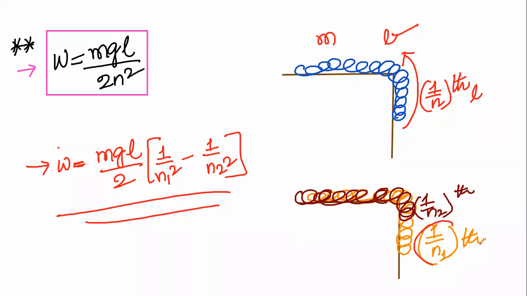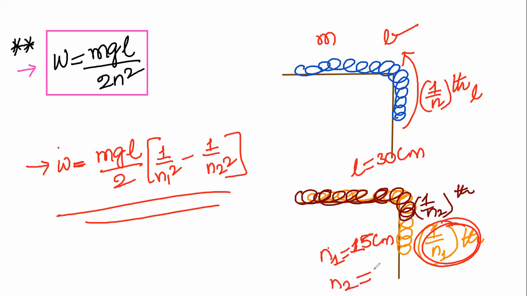Okay, first 1/nth of its length is hanging from the edge of the table. Let us suppose total length of the chain is taken as 30 centimeters. Out of 30 centimeters, first 15 centimeters, n1 is taken as 15 centimeters, is hanging from the edge of the table. Then we have to make it hang partially, that means only 5 centimeters it has to hang from the edge of the table. Then the work done is mgL divided by 2n square. Right? This is the work done.